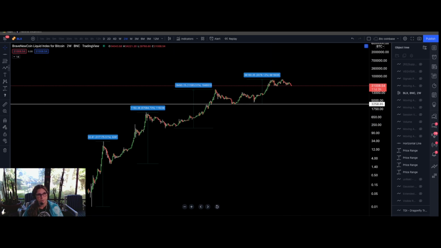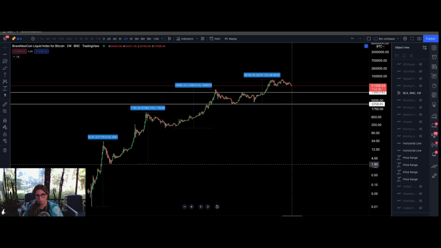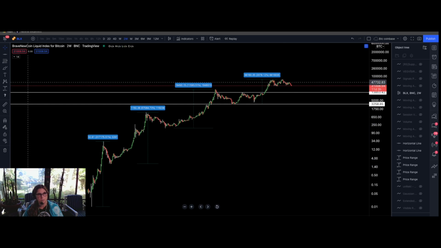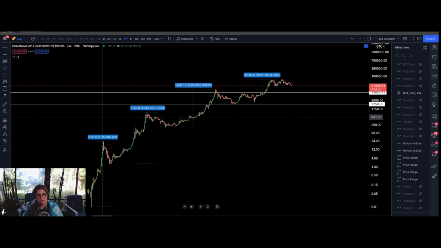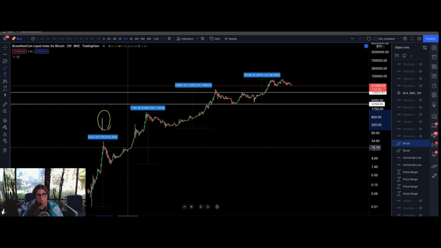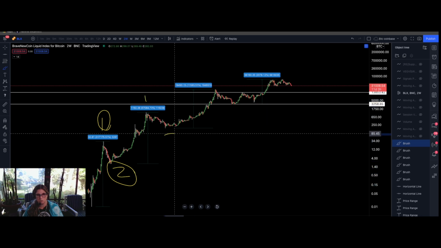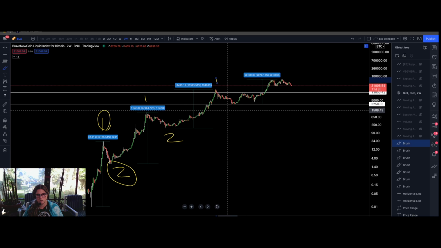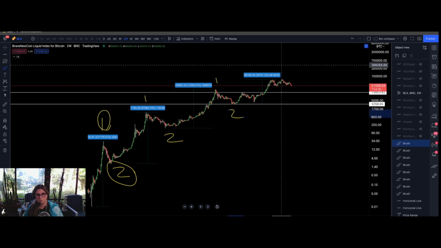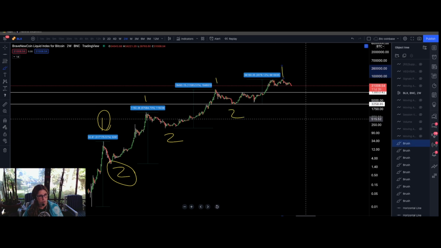So if we break into our wave one that we don't want to break into, it could be that this is the primary one, the primary two. This is a lower degree 1 and 2, lower degree 1 and 2, and we've just made a 1 of lower degree, and we're going to make a lower degree 2.